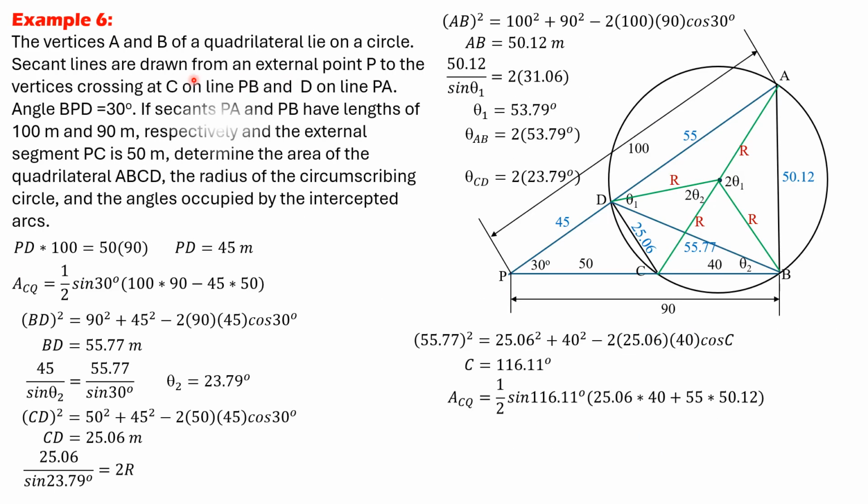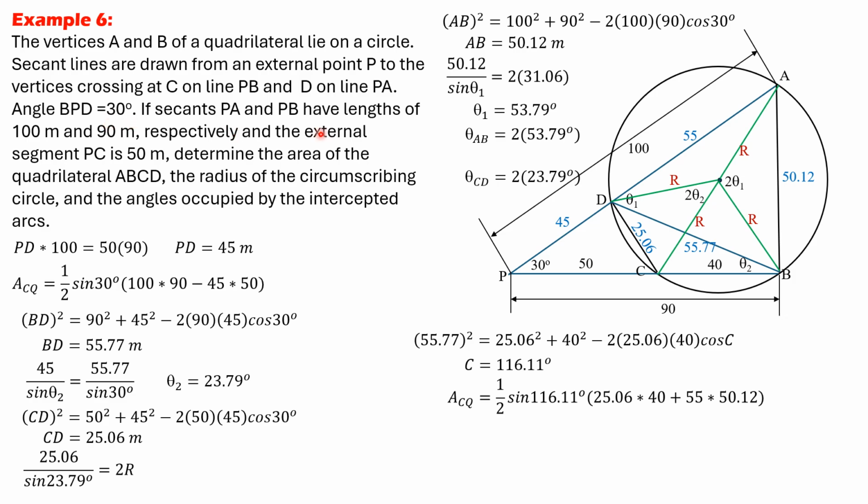Example 6. The vertices A and B of a quadrilateral lie on a circle. The secant lines are drawn from an external point P to the vertices, crossing at C on line PB and D on line PA. Angle BPD is 30 degrees.